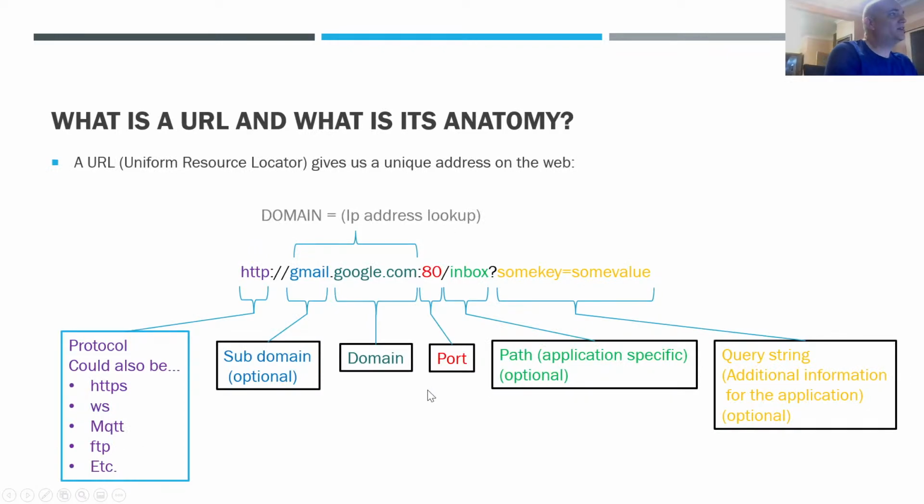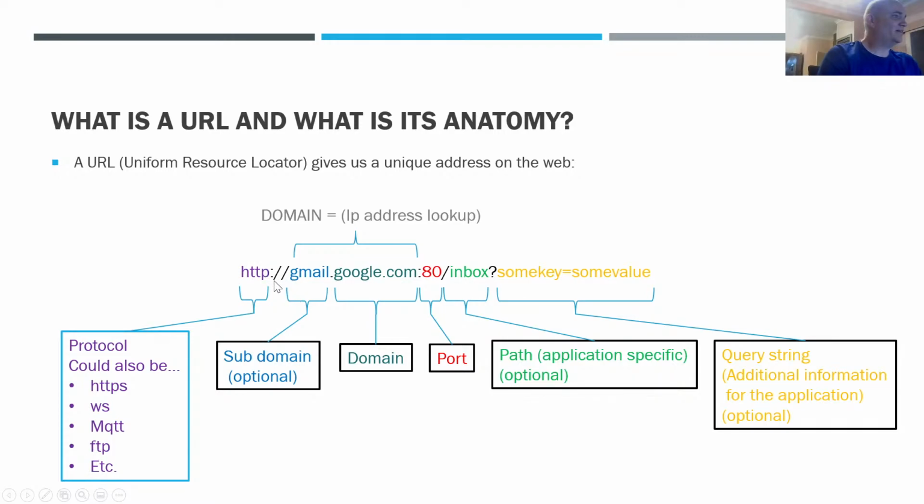Now let's have a look at a URL. The makeup of a URL is as follows. Firstly, the beginning of a URL is a protocol. We can have different types of protocols. We can have HTTPS, WebSockets, MQTT, file transfer protocols, etc. So that is the first part of a URL.